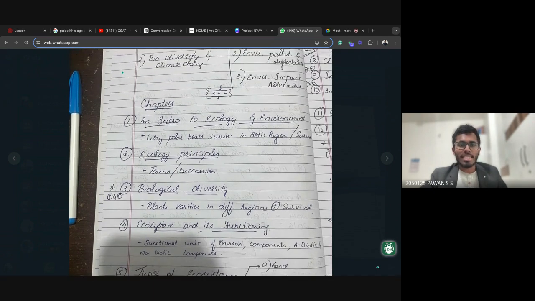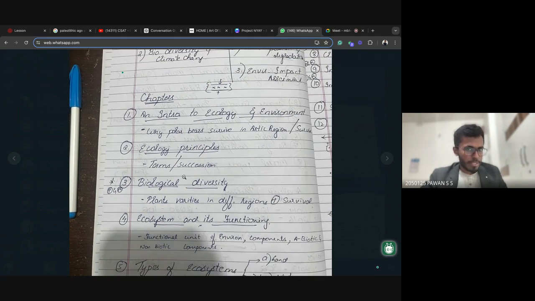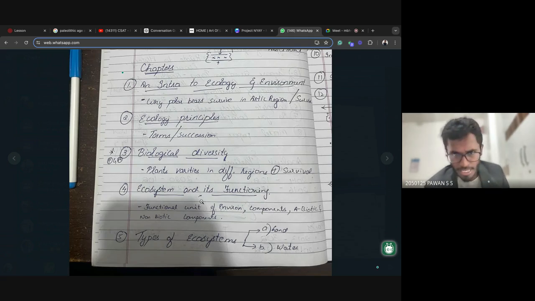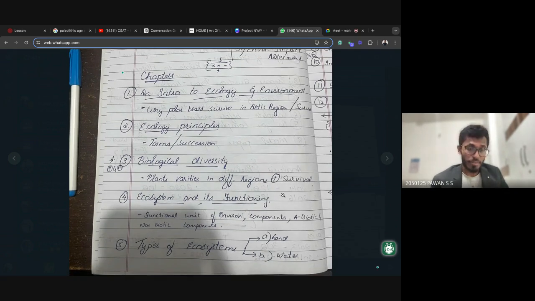The second chapter is about ecological principles. There are certain terms, like in law, where there are different kinds of terms which normal people cannot understand. Similarly, terms in ecology are used, and we'll cover those in depth, like terms in succession. The third chapter is biological diversity. It's a very important aspect where we'll learn about plant varieties in different regions and their survival. All this biological diversity aspect we'll be learning.